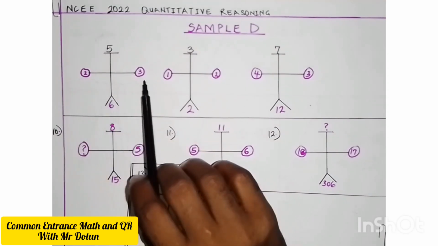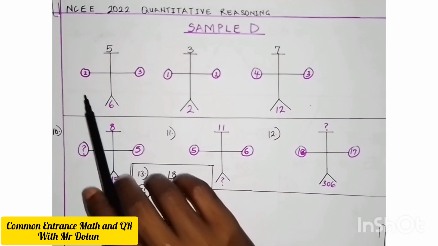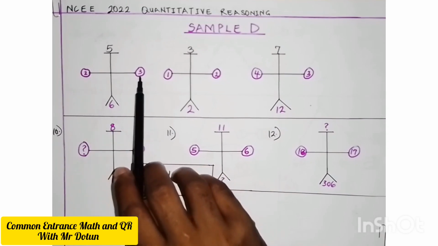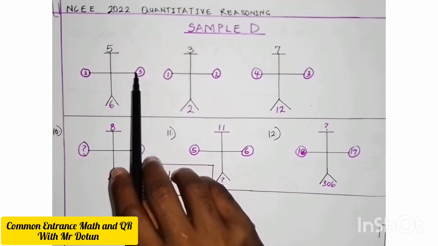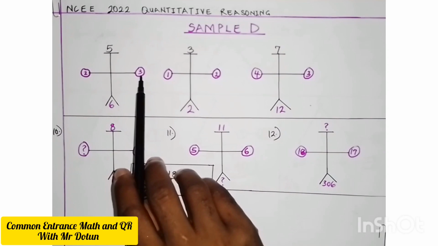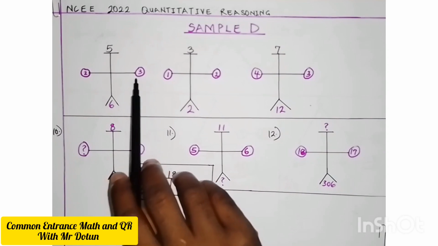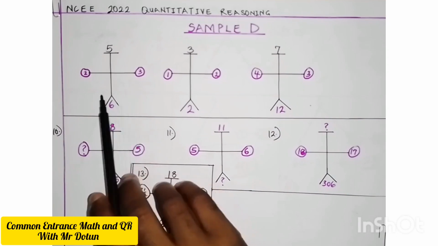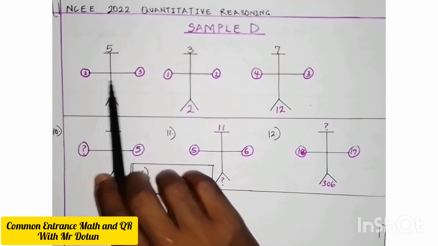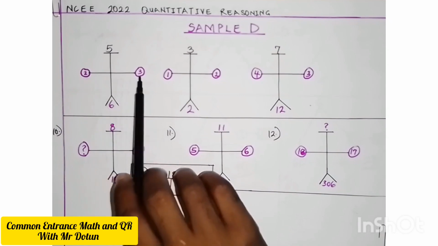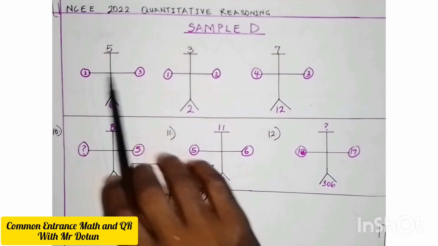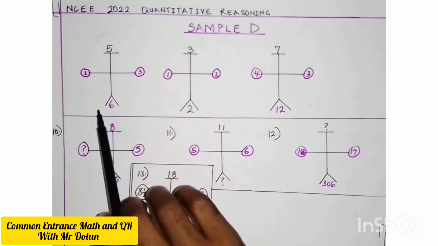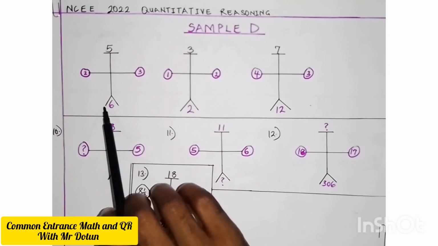So we look at 2 and 3. What can we do with 2 and 3? When we see 2 and 3, 5 comes to mind because 2 plus 3 is 5. 6 also comes to mind because 2 times 3 is 6. 1 because 3 minus 2 is 1. Without wasting our time, we've seen that 2 plus 3 is 5, and 2 times 3 is 6. All we need to do is to confirm with the other samples.